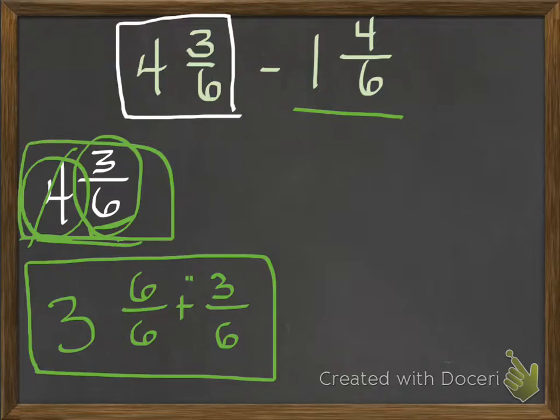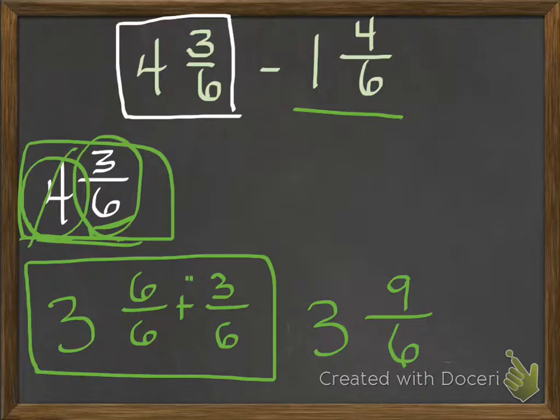Sorry, that's all messy. Okay, so let me add that back up, and I've got 3 and 9 sixths now. It's like making an improper fraction, but instead of multiplying the whole number times the denominator and adding the numerator, I am just taking away 1, and I'm just multiplying 1 and adding 1. Okay, I'll show you that in a second. So I've got 3 and 9 sixths.